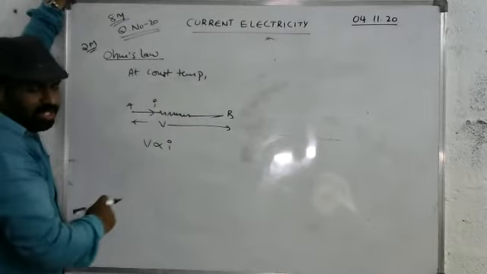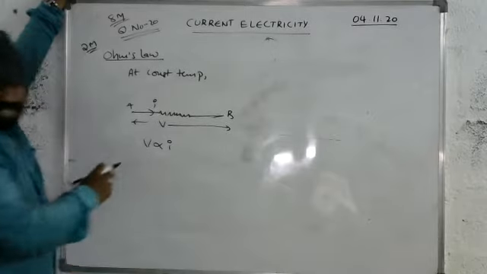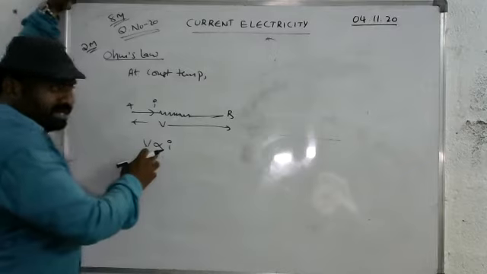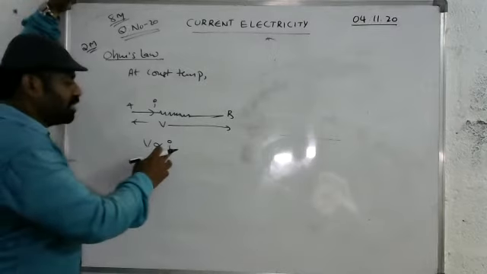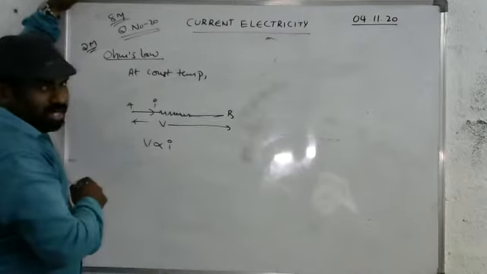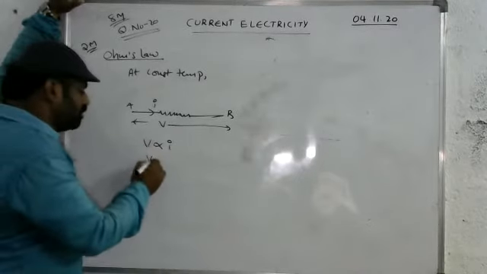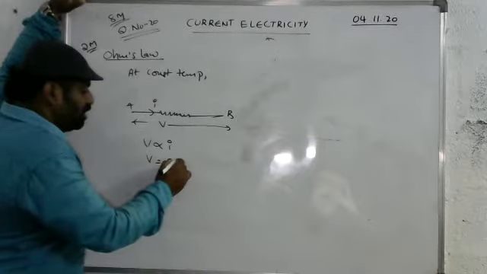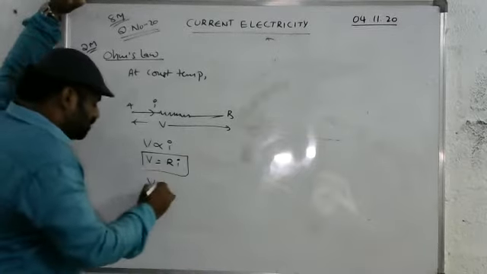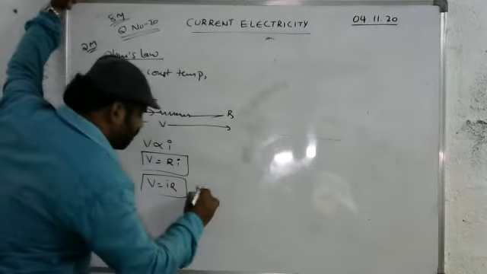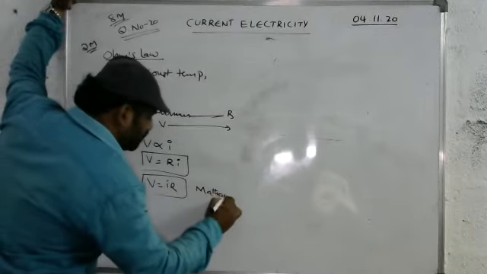At a constant temperature, the potential difference across the ends of the conductor is directly proportional to the current passing through the conductor. That is, V is directly proportional to I. If you want to remove this proportionality, you can put an equals sign and let some constant R multiply I. So by rearranging, we can write V equal to IR. This is the mathematical form of Ohm's law.